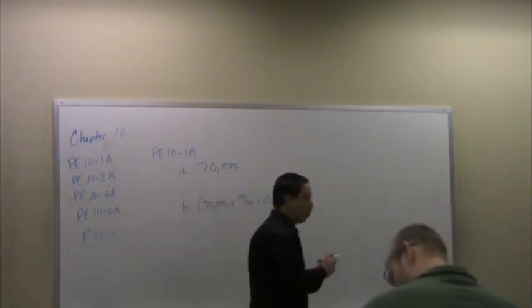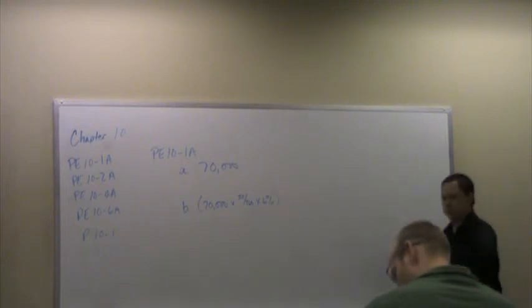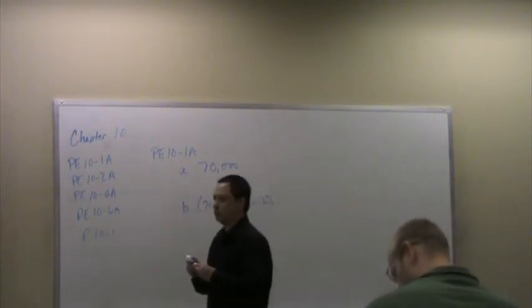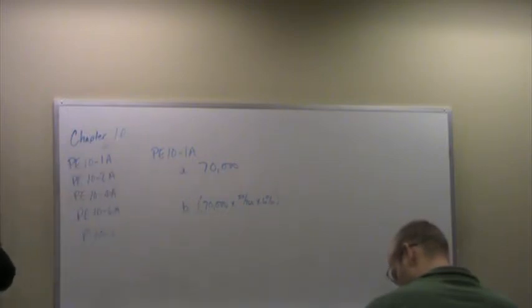So I have a question. Sure. I'm not understanding that, because A says 70,000, but it says assuming the note carries an interest rate of 6%. Wouldn't you have to add the 6%?